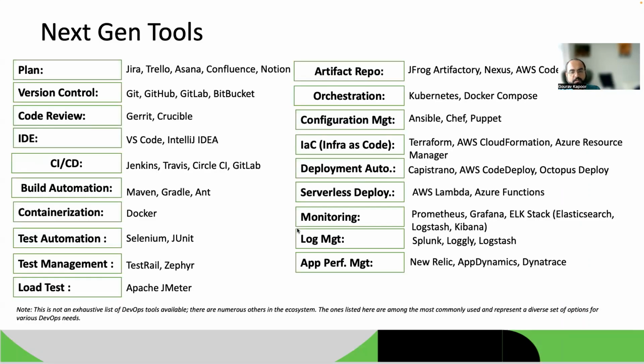Now, this is the last topic for today, which is the next gen tools. I just want to say a few things here. In the world of DevOps, tools are the backbone of efficiency and productivity. They enable us to automate, streamline, and orchestrate our processes. But the key thing to remember is that it's not just about using the latest and greatest tool. It is about choosing the right ones for our specific needs.